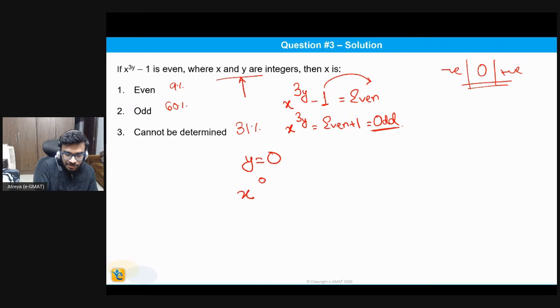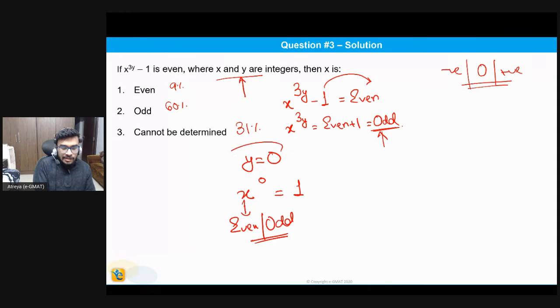I have x to the power 0 to be odd, and I know any number to the power 0 would always return me 1, and 1 is odd. So x can be even, it can be odd as well. But since y is equal to 0, the value of x to the power 3y becomes odd. So from this part, we cannot determine whether x is even or odd.